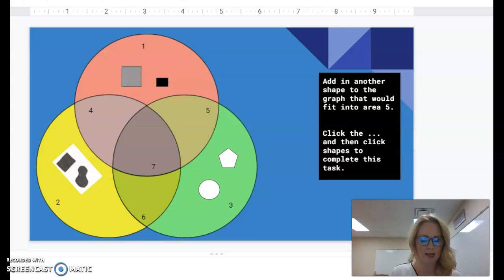On our example slide, it wants us to add a shape into area number 5. I need to figure out how to place a shape that has characteristics of both 1 and 3. I remember that the characteristics I chose for 3 was white, and for area 1 was a square. Knowing this information helps me understand that I need a white square in this area. I will click the 3 dots on Seesaw and then click Shapes to add a white square directly on my diagram.